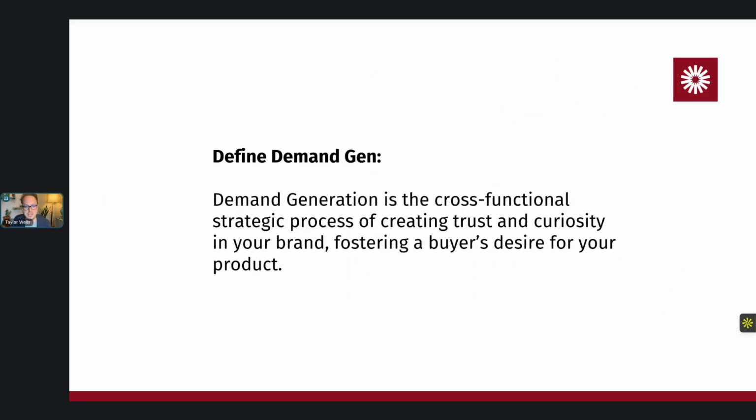How I define demand generation is the cross-functional strategic process of creating trust and curiosity in your brand, fostering a buyer's desire for your product. So you're like, great, Taylor, that sounds great. What does that all mean? A couple of key points here.